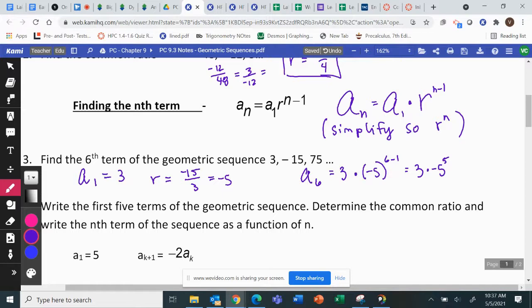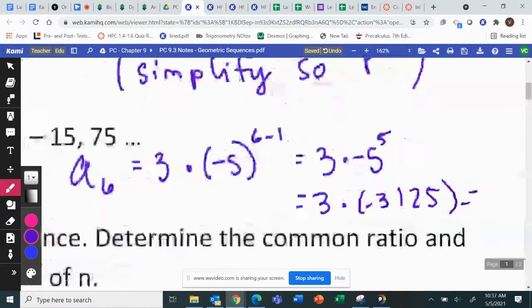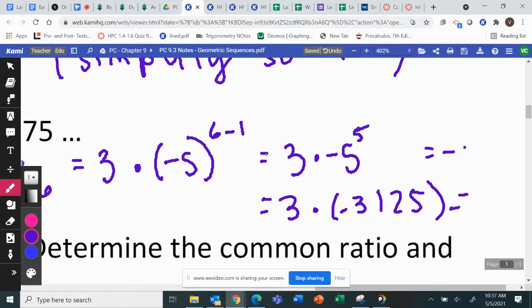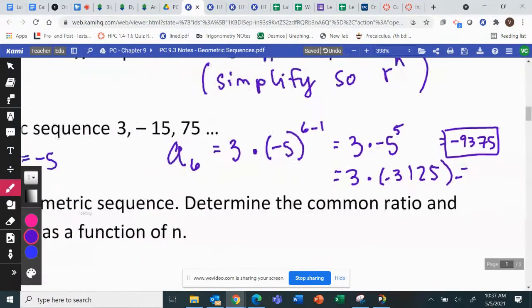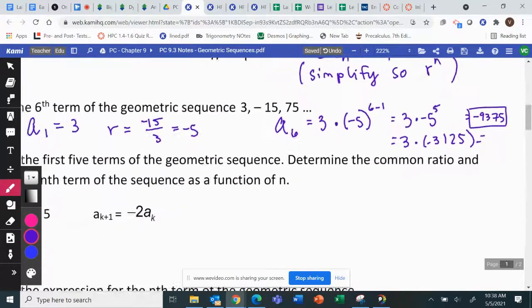I don't know what negative 5 to the 5th is. I know what it is to the 4th. So it'd be 3 multiplied by negative 3125, which is negative 9375. There you go. If this is a non-calculator question, I'm not going to give you super hard numbers.